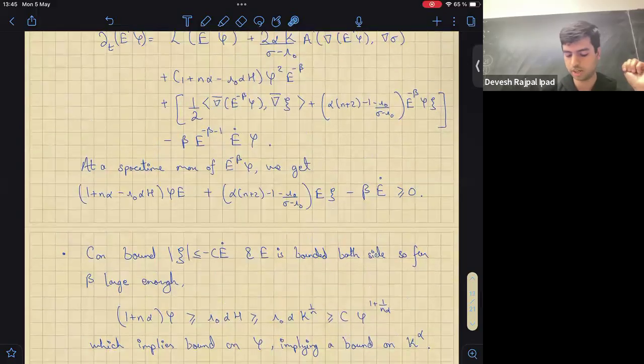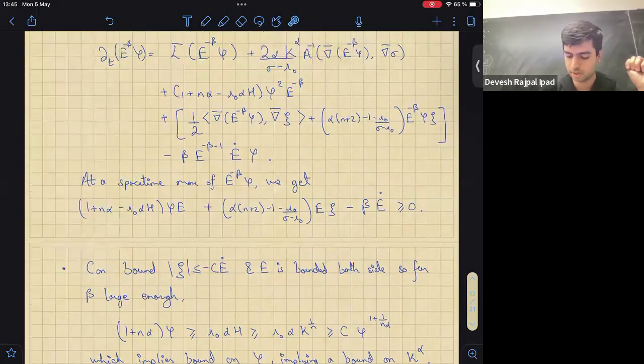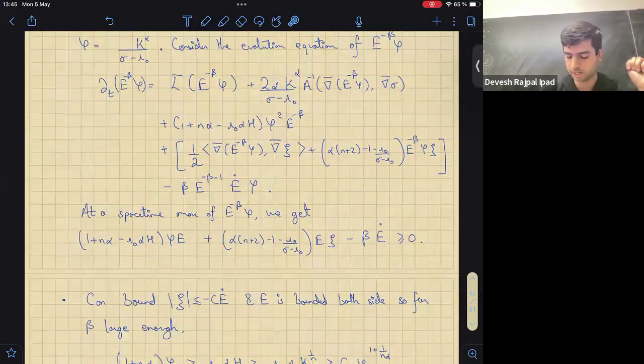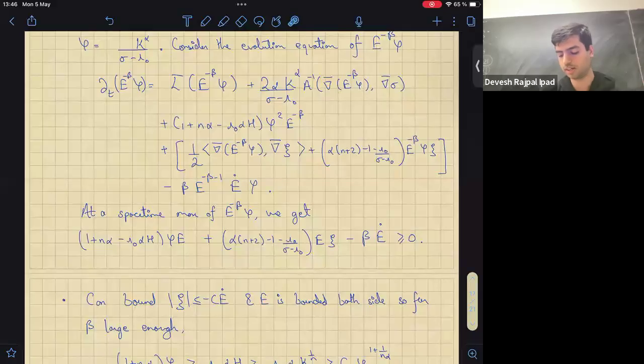So entropy is decreasing. That's why I put a minus sign here. And if I go back here, there's a psi term here and there's an E dot term here. For a large beta, I can cancel this term. We can ignore the psi term as long as I have a large beta. These were the bad terms coming from affine corrections.